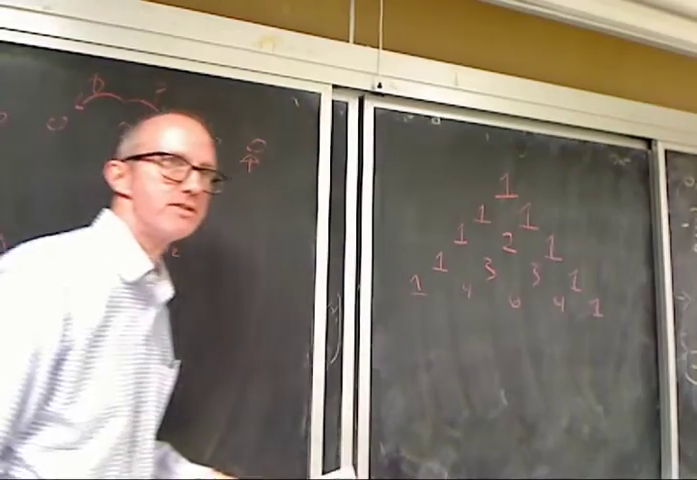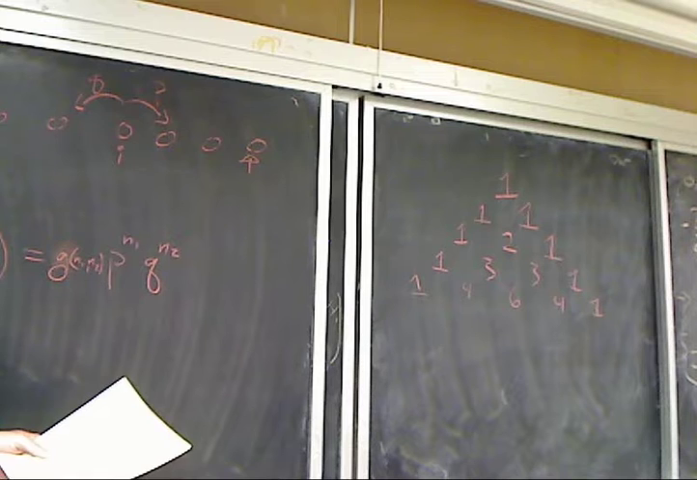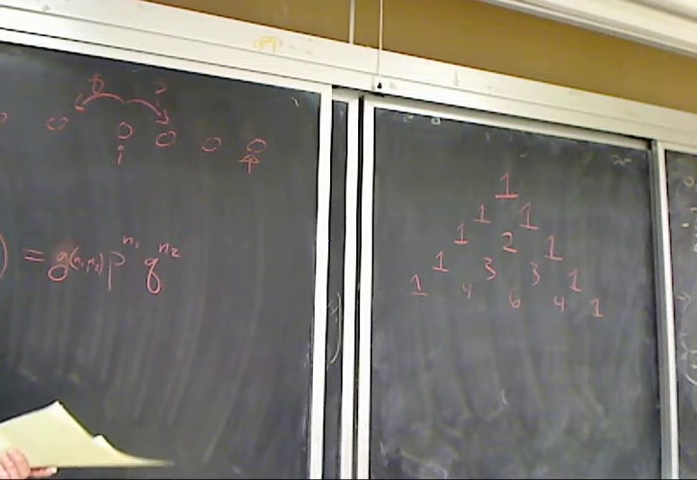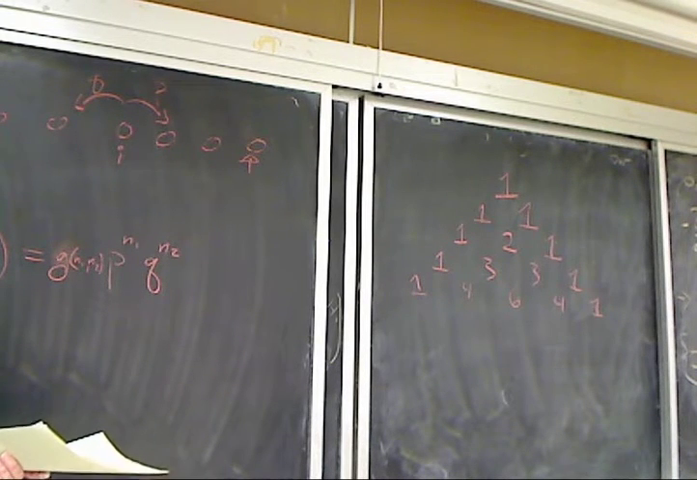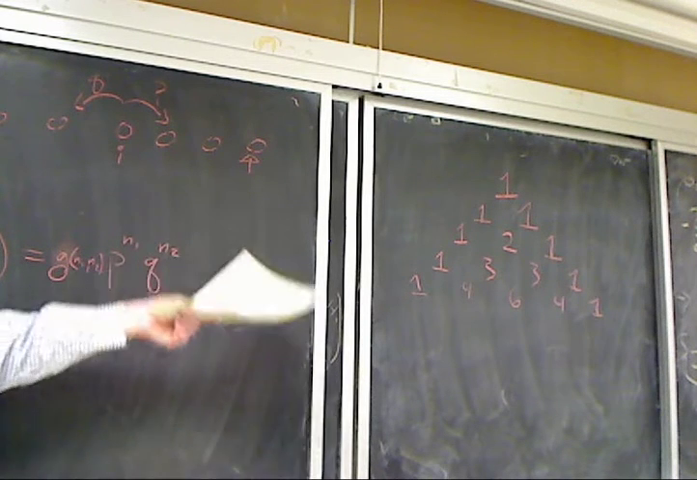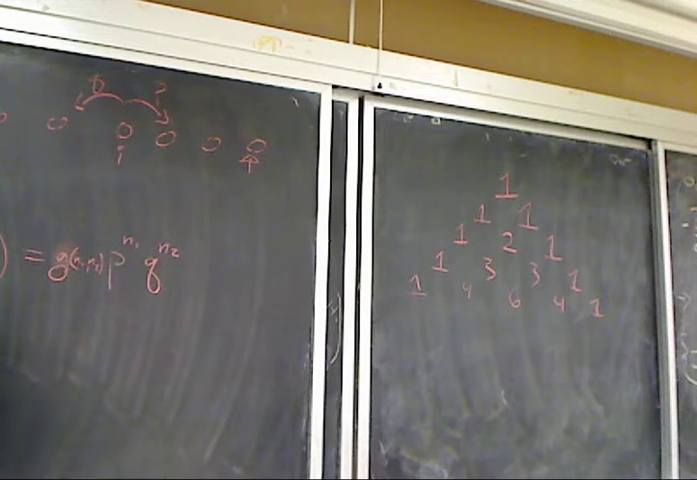This is called Pascal's triangle. And it's very useful for a bunch of reasons. So there's a number of things that make this a useful triangle. But you can just keep writing this down.